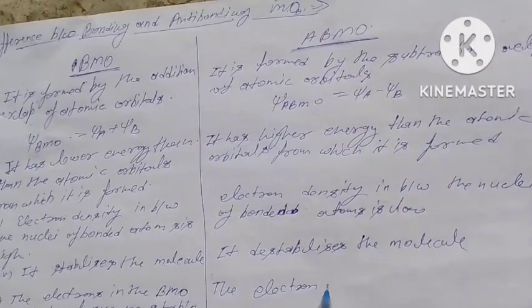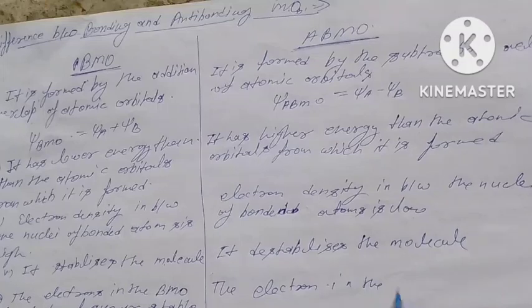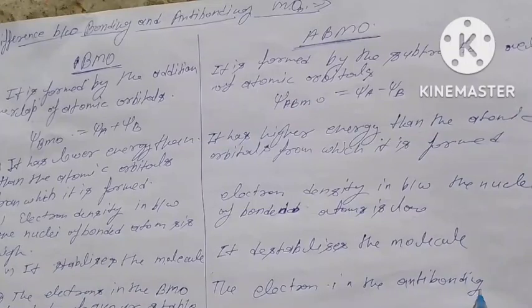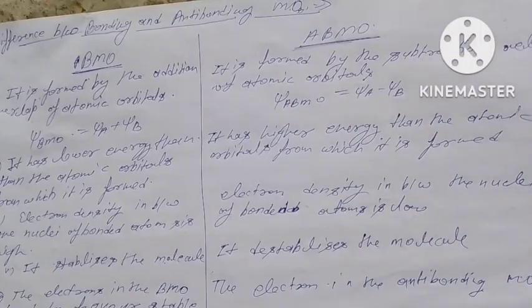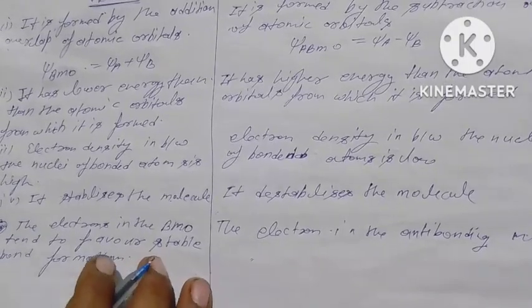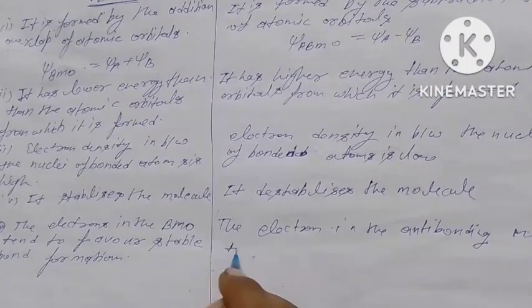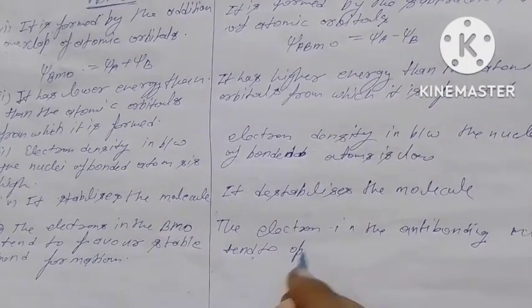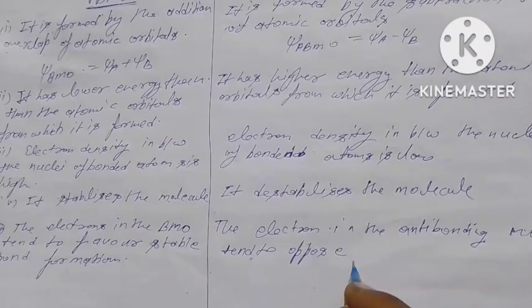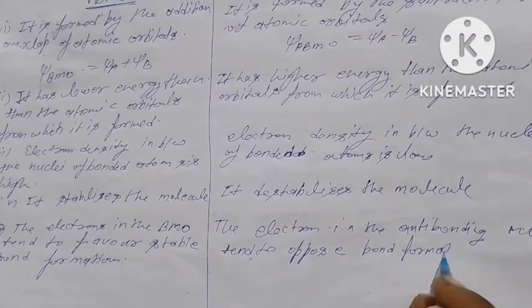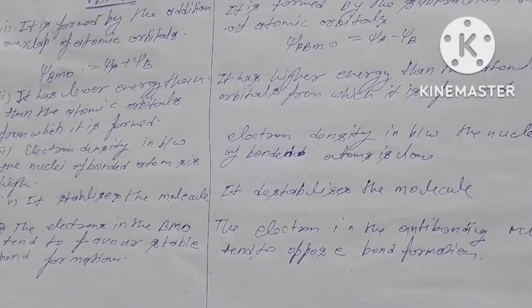And the electrons in the antibonding molecular orbitals tend to oppose bond formation. Okay, and next is the energy level of different molecular orbitals.